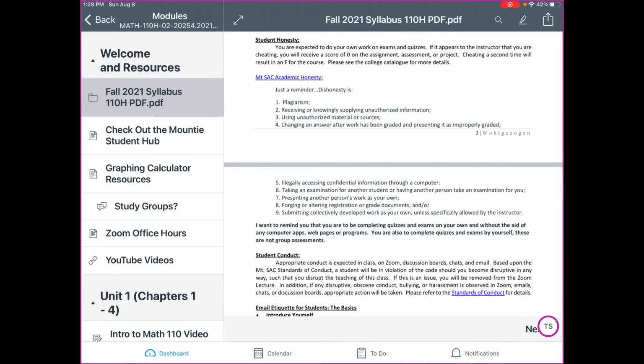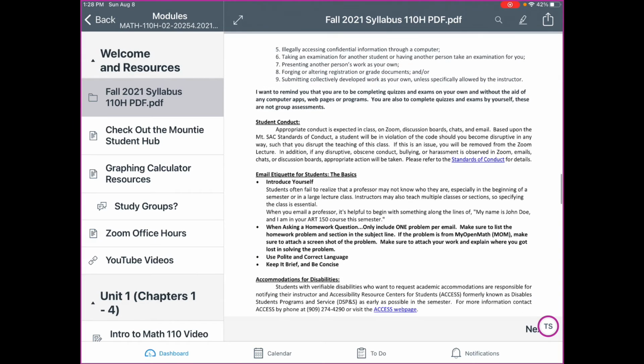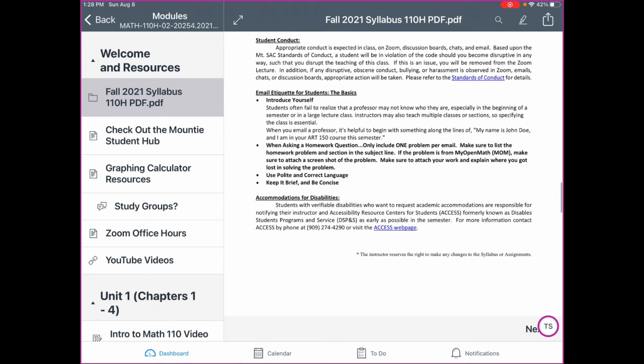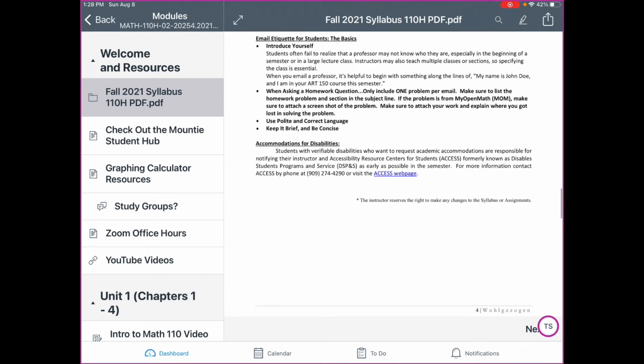Student honesty. There is no cheating, so you want to make sure that you read through this. If you're caught cheating, you will be reported to Student Life. Student conduct is make sure you treat all of your classmates and myself with respect. Email etiquette for students. Make sure to introduce yourself. I do have other statistics courses, so make sure you let me know that you're in my honors course.